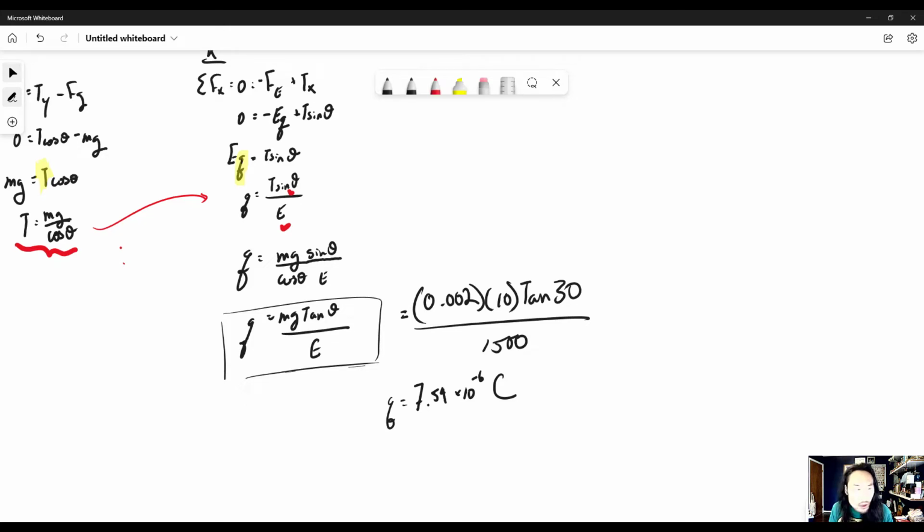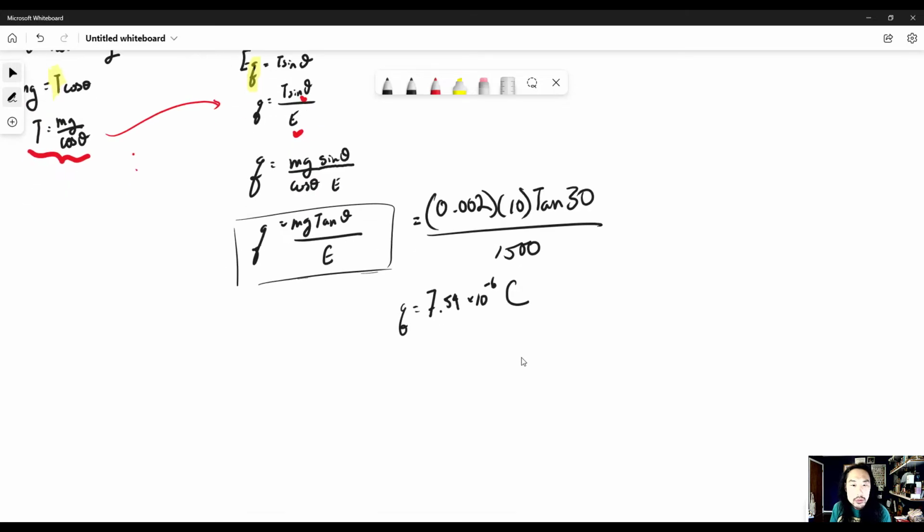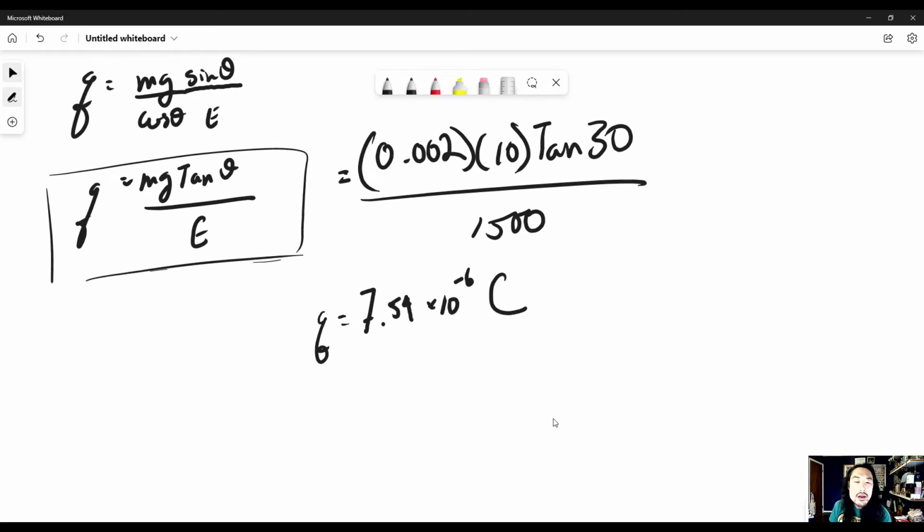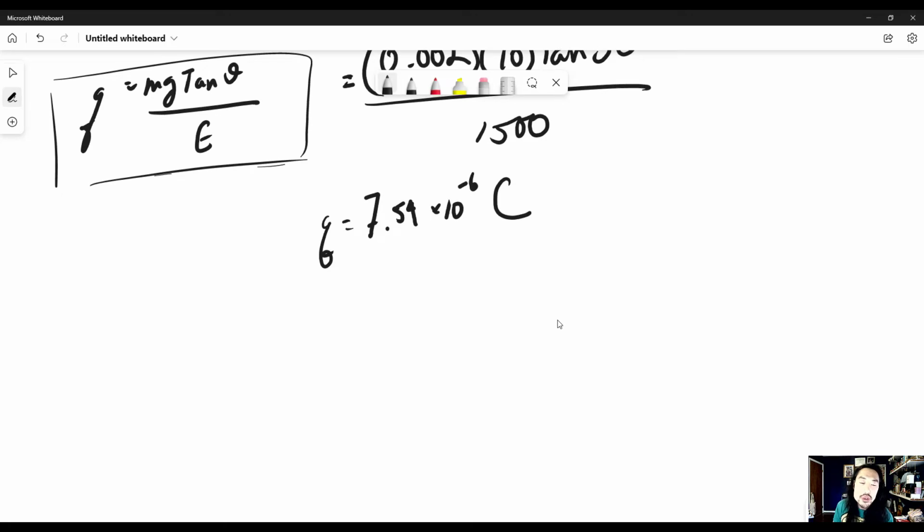If you're wondering, Mr. Lee, how did you do that in your brain? Well, it takes years of practice. But trust me, when you do enough of these, you'll get used to using your brain for these types of calculations. All right. So that is the magnitude. But if we want an official answer, we can say that Q is equal to negative 7.54 times 10 to the -6 coulombs.